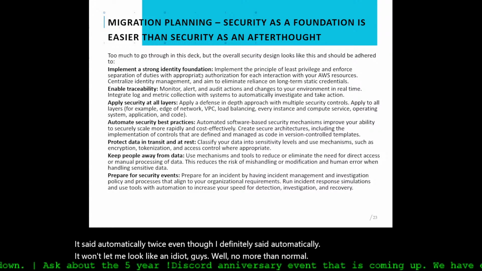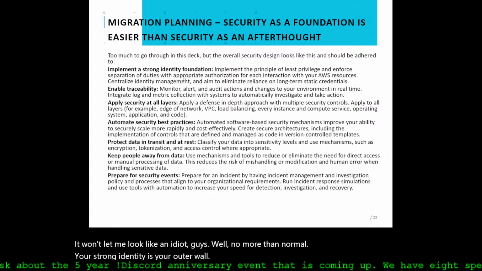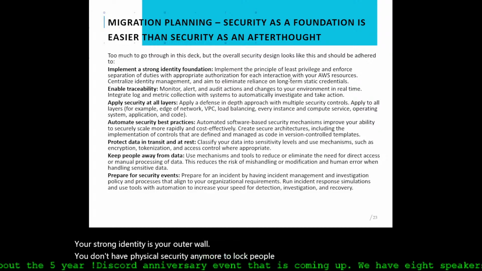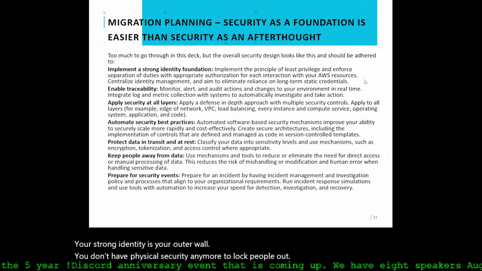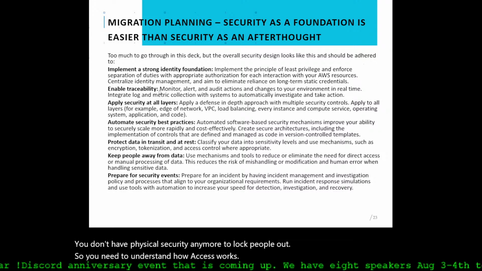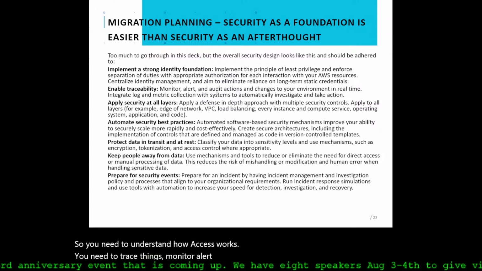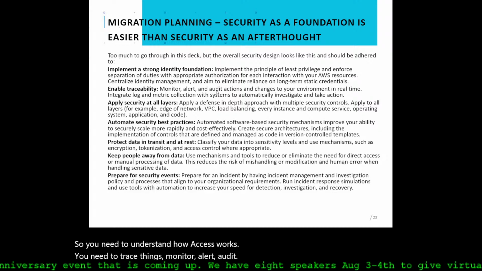Your strong identity is your outer wall. You don't have physical security anymore to lock people out. So you need to understand how access works. You need to trace things, monitor, alert, audit, and be able to take action.